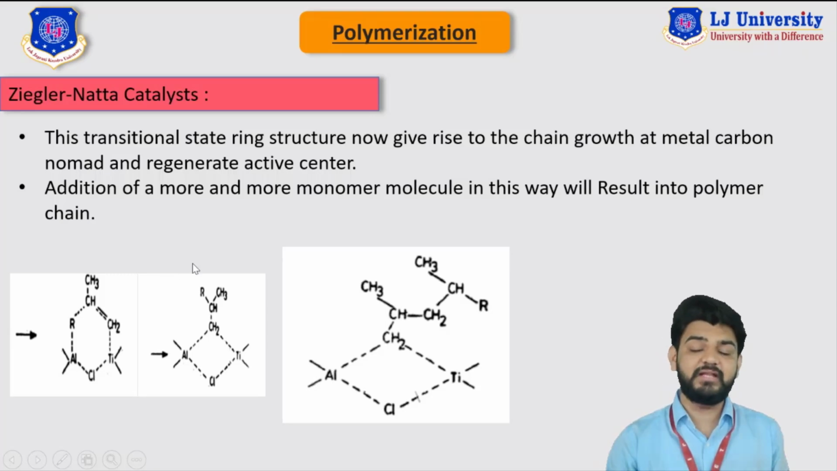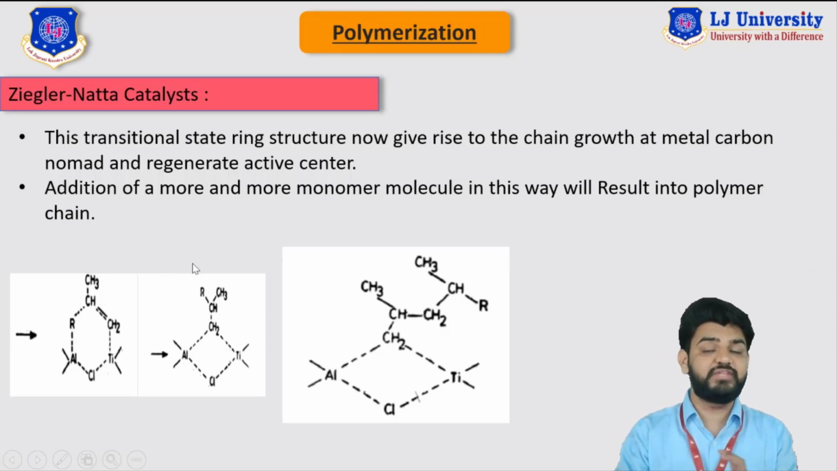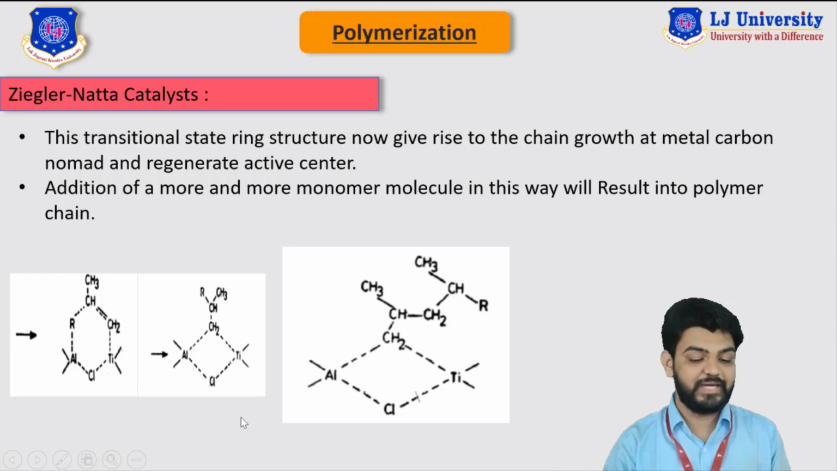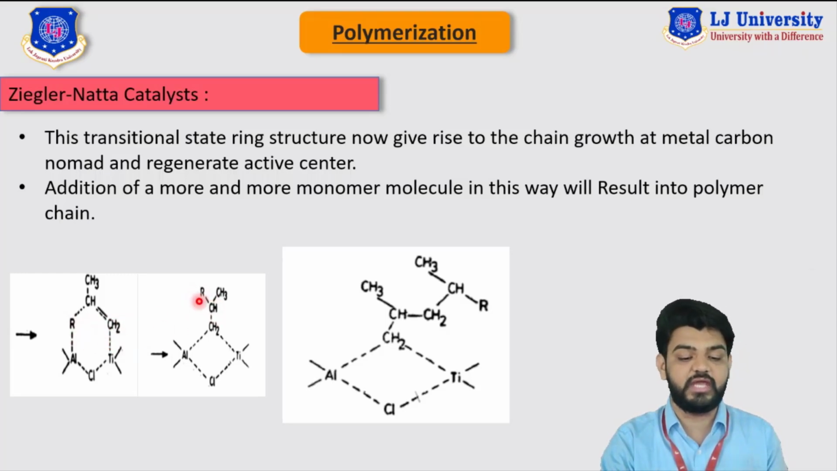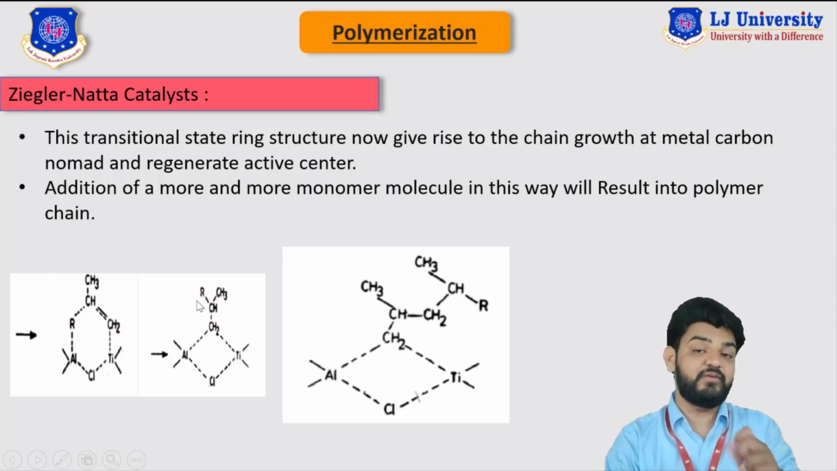Now what will happen is a new rearrangement of this monomer will take place. You can see here this is the same type of compound that we produced in the last reaction. It has aluminium, titanium and one chlorine. But now rearrangement of this chain, that is the carbon hydrogen chain, will take place. Here you can see this is the CH2, CH and CH3. But this particular R is now shifted from here to here. So this rearrangement will take place.